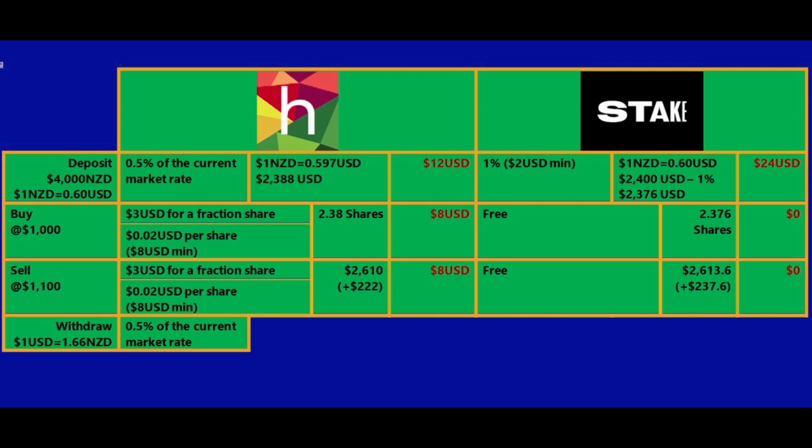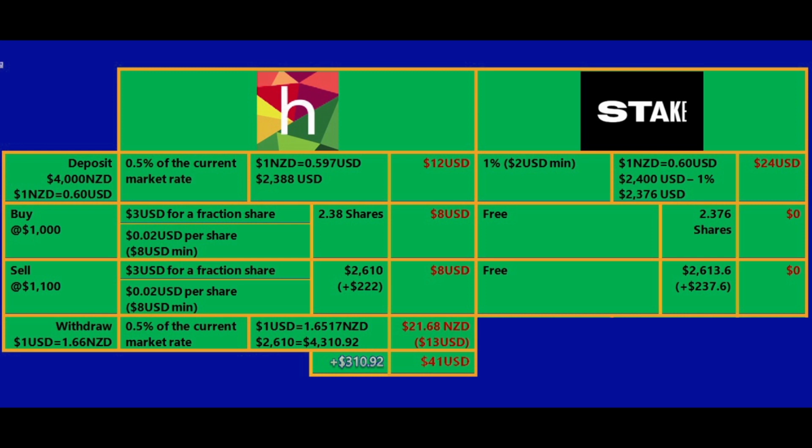So that means they will convert every US dollar at 1.6517, giving you 4,310.92 in New Zealand dollars into your New Zealand bank account. Now, if we would have converted that money at the market rate, then we see a difference of $13 or 21.68 in New Zealand. And that's how much Hedge has taken as their fee. So adding all the fees up, we have paid a total of $41 with Hedge, and we have made 310.95 profit in New Zealand dollar amount.